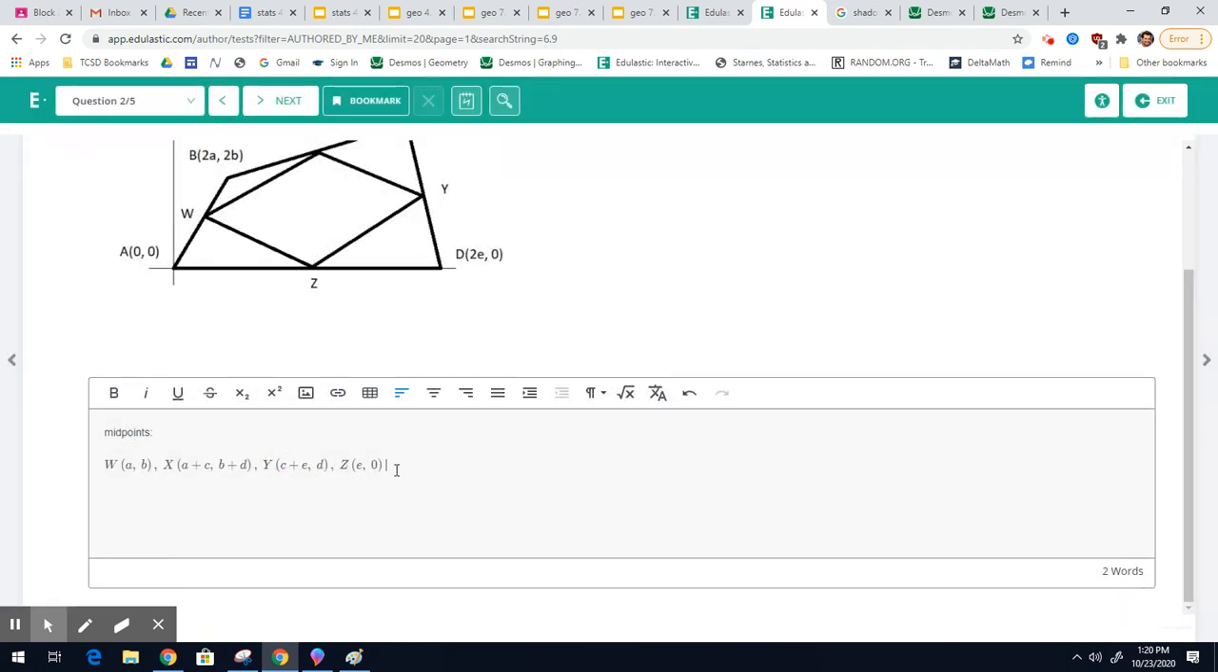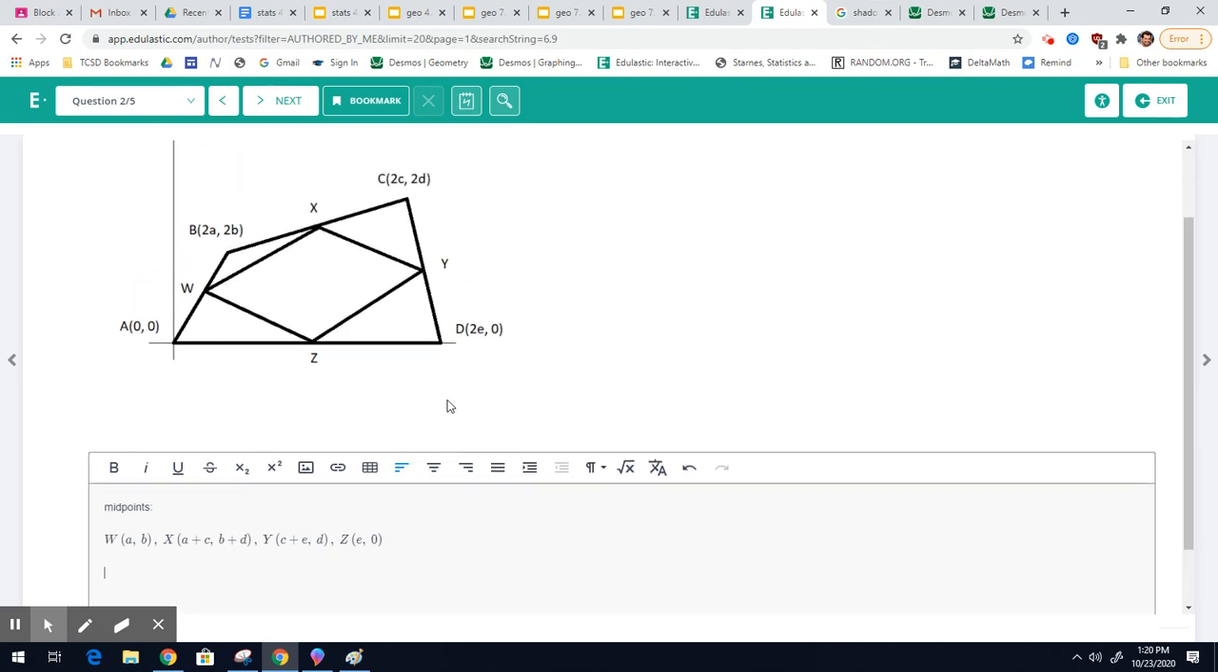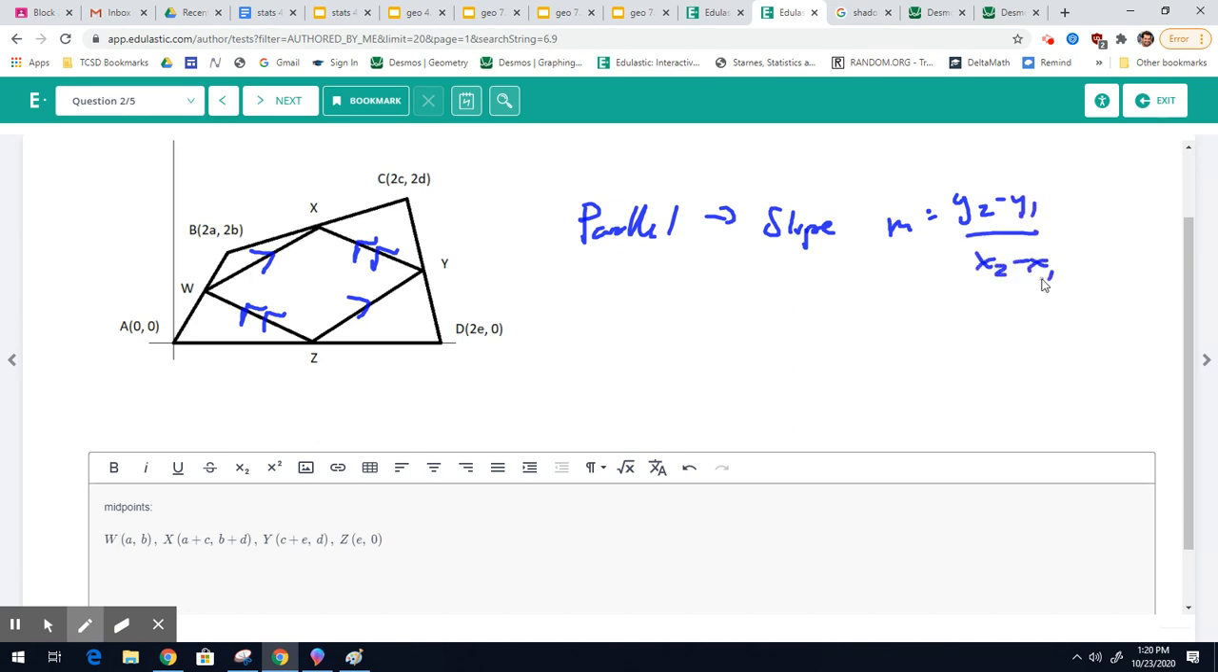So now I want to show that WXYZ is a parallelogram. So in my opinion, I'm going to use the definition of a parallelogram, which says show that the opposite sides are parallel. And if I want to show things are parallel, I need to use the slopes. So to use the slopes, we'll use the slope formula, m equals y2 minus y1 over x2 minus x1. Okay, so again, I'll do the work up here, and then I'll write them down in the box below.